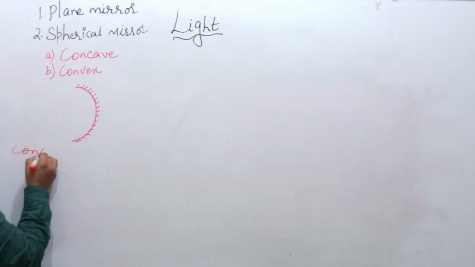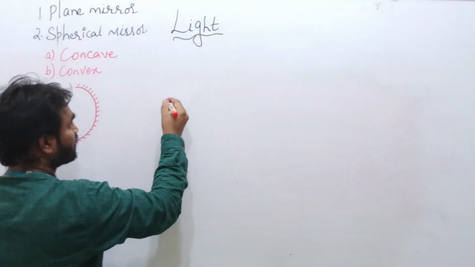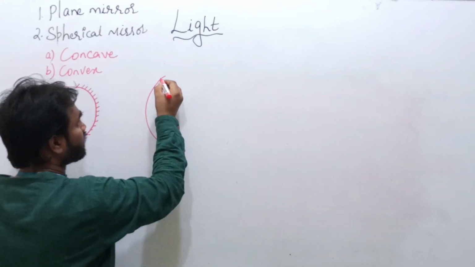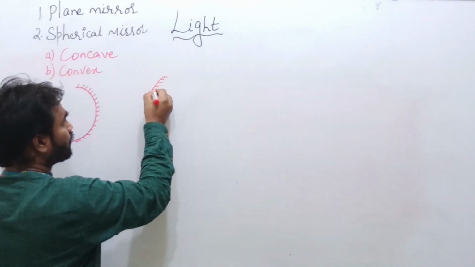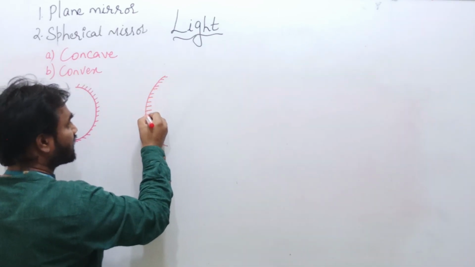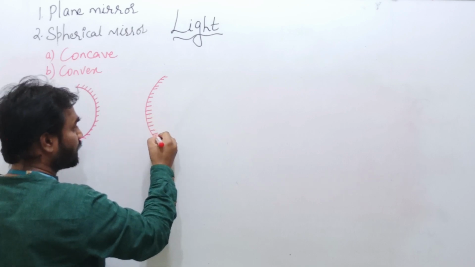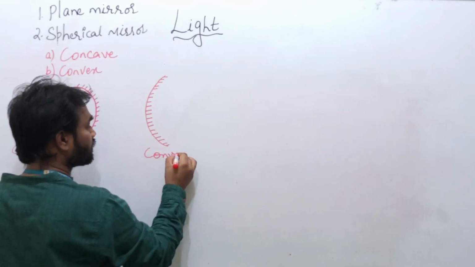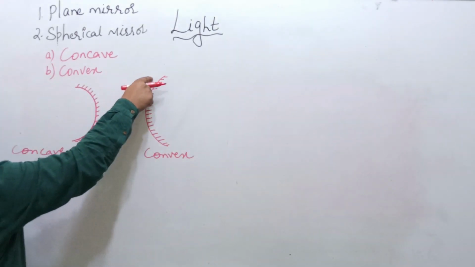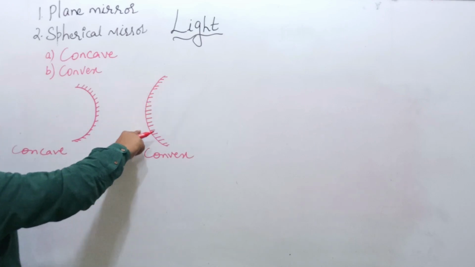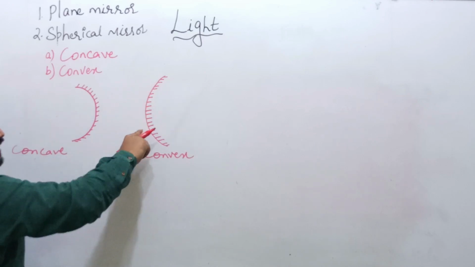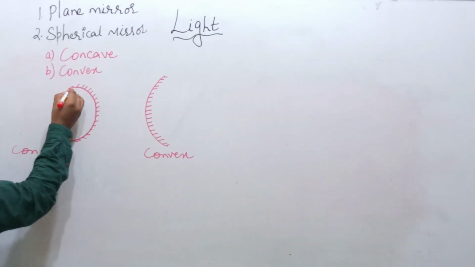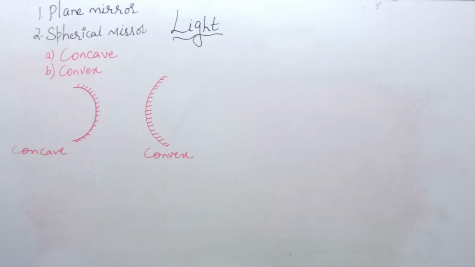This is the concave mirror. And the other one is the convex mirror, whose reflecting surface is bulged out. So this is the convex mirror. This is the reflecting surface, which is curved outwards, so this is the convex mirror. Here the reflecting surface is curved inwards, so we call it a concave mirror.